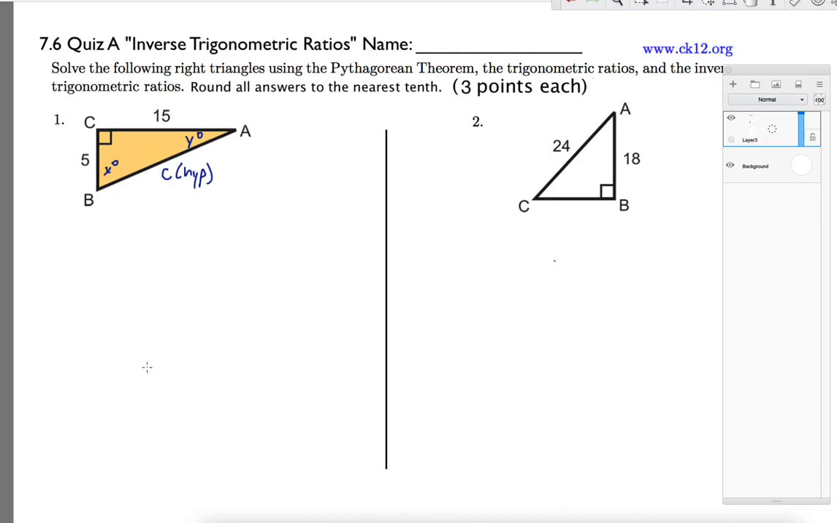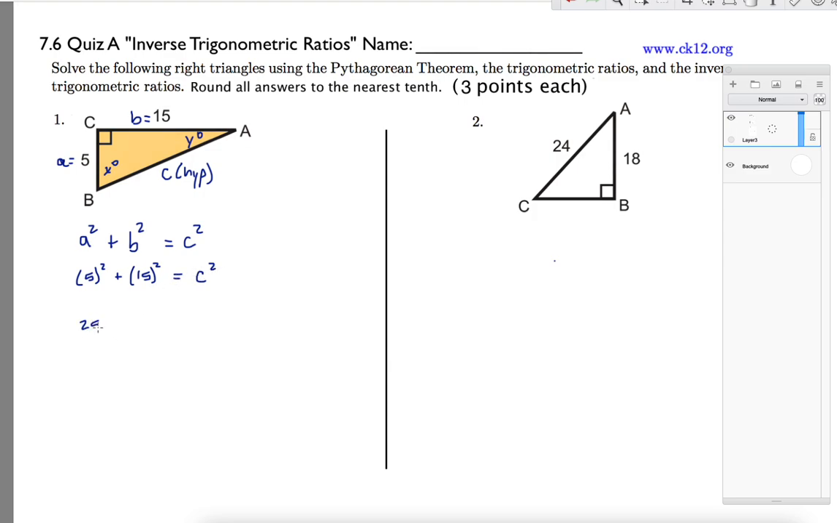Why don't we get side C first? We can use the Pythagorean theorem: A squared plus B squared equals C squared. My A here is 5. It's a convention to call the side opposite big A little a. This is angle B, and opposite of angle B would be little b, and that's 15. So let's put them in: 5 squared plus 15 squared equals C squared.